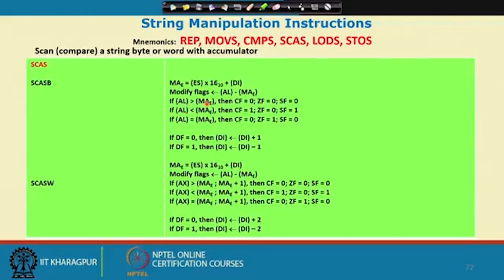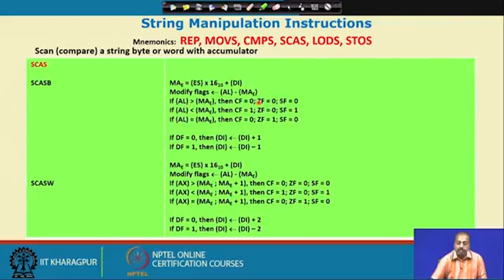If AL is greater than MAE, then this is the setting. So, the standard comparison. If the character matches with AL, then the zero flag will be set. So, you can compare this and get the matching, and if DF equal to 0, then DI will be incremented, if DF equal to 1, DI will be decremented. And we also have a 16-bit comparison.